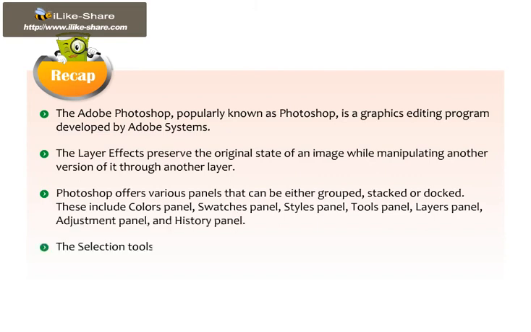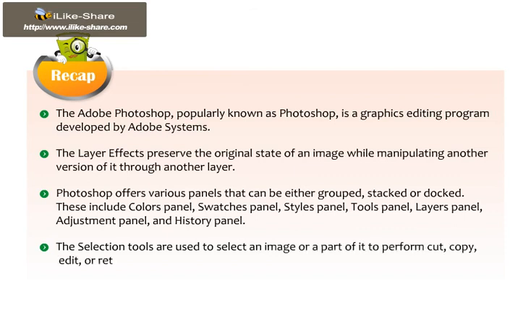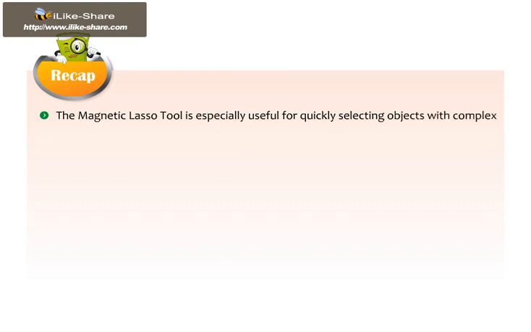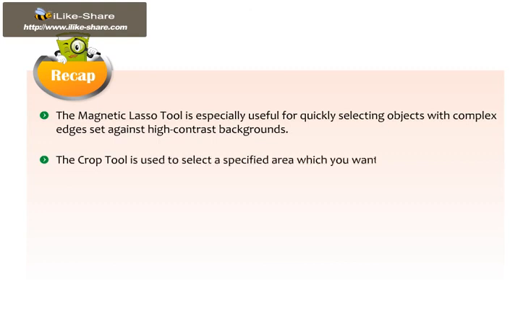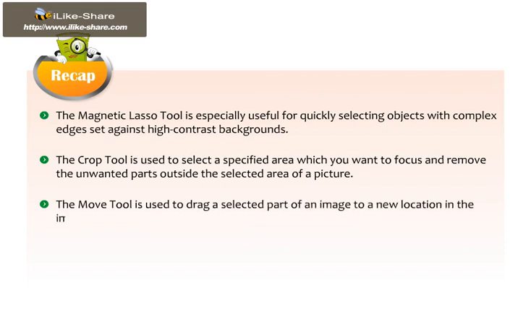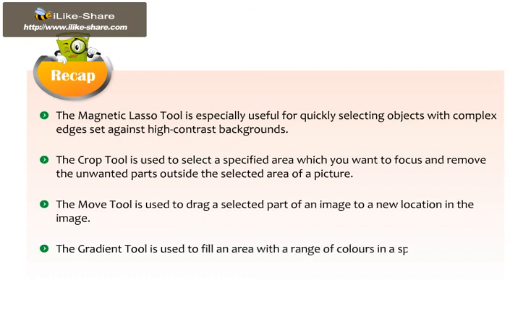The selection tools are used to select an image or a part of it to perform cut, copy, edit, or retouching operations. The magnetic lasso tool is especially useful for quickly selecting objects with complex edges set against high contrast backgrounds. The crop tool is used to select a specified area which you want to focus and remove the unwanted parts outside the selected area of a picture. The move tool is used to drag a selected part of an image to a new location in the image. The gradient tool is used to fill an area with a range of colors in a specified pattern.